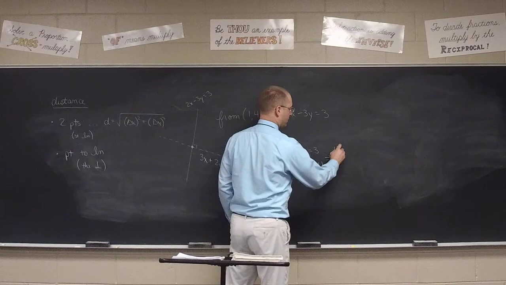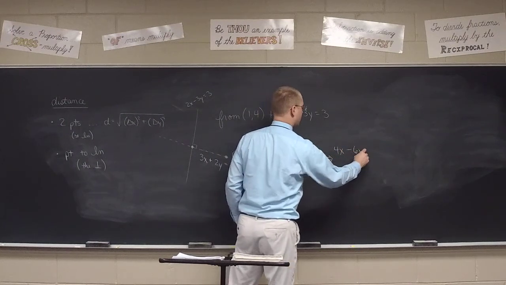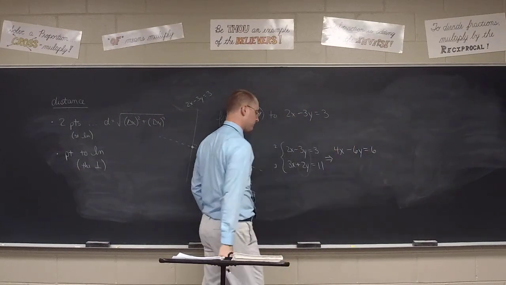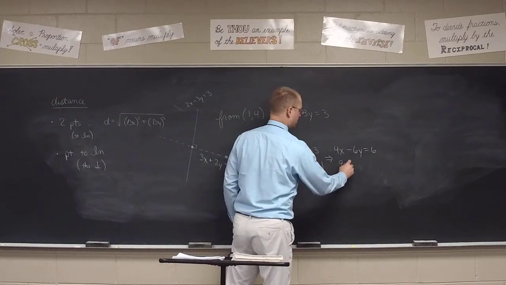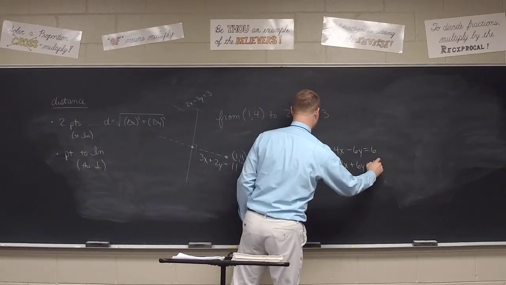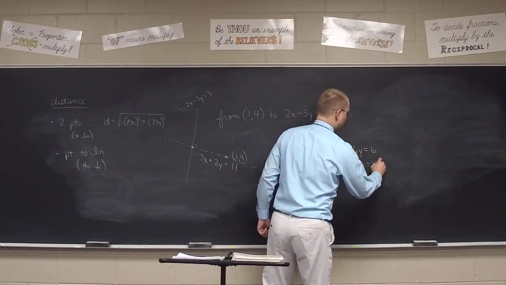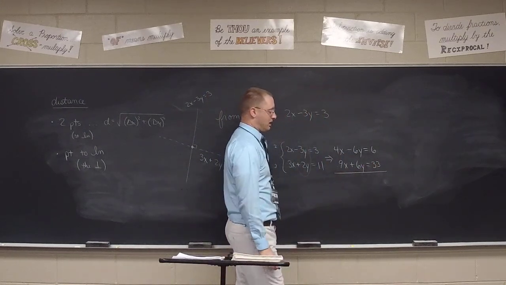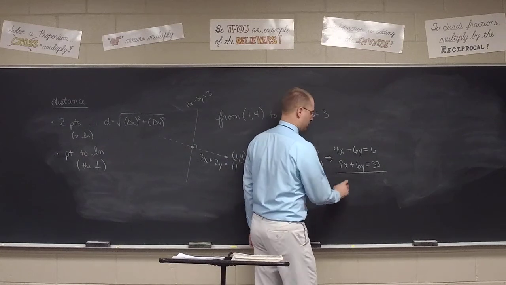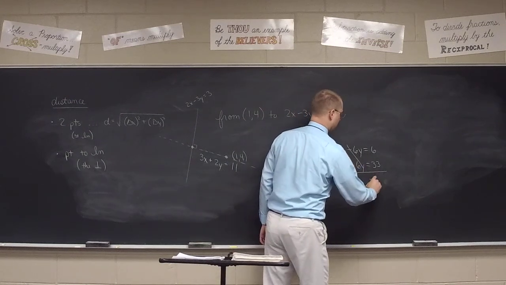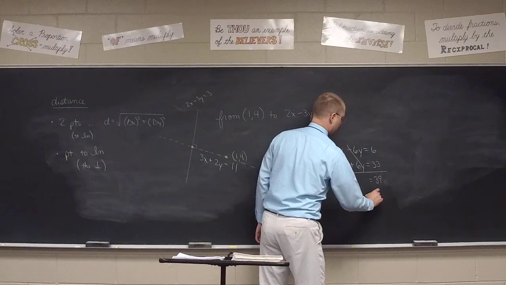Top equation becomes what, Quentin? 4x minus 6y equals 6. Bottom equation, Jamie? 9x plus 6y equals 33, distributing a 3 here. And we add these together to get, Jamie, 13x equals 39. So x equals 3.